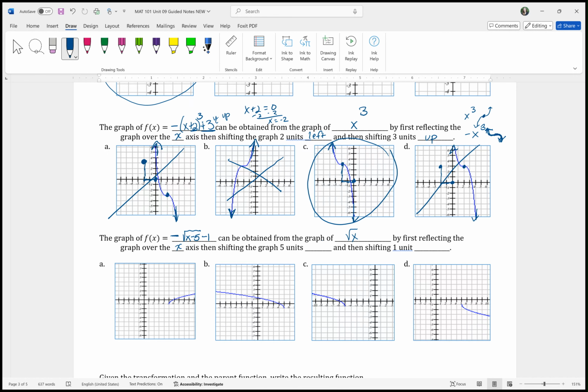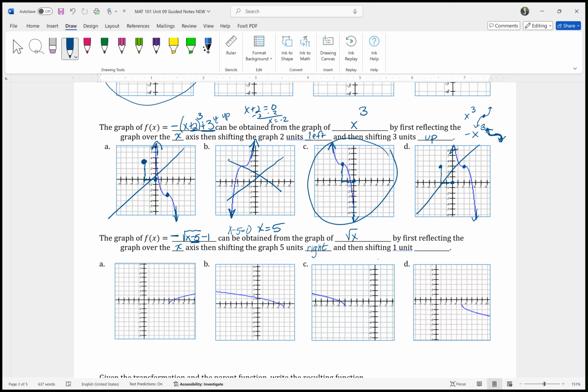Then shifting the graph 5 units which way? So this minus 5 is on the inside. So x minus 5 set equal to 0 gives me an x value of 5. Which way is that? Where's x equals 5? That's right. Okay, so we're going right 5 units.